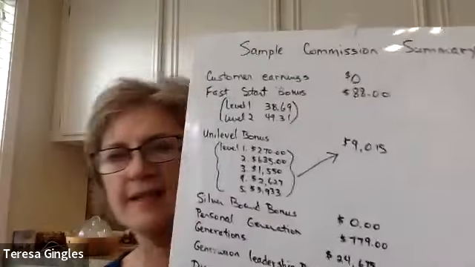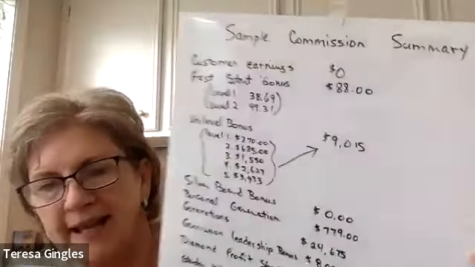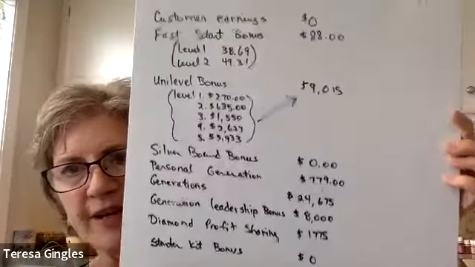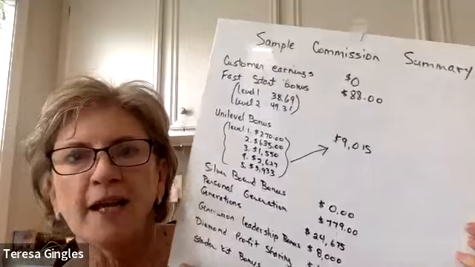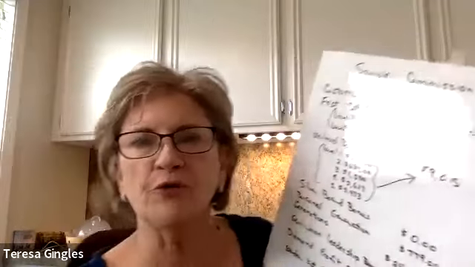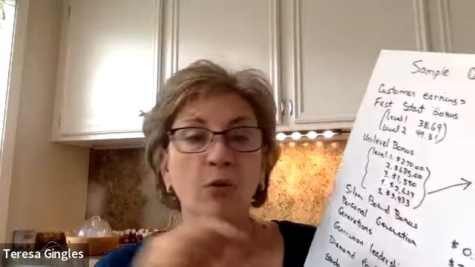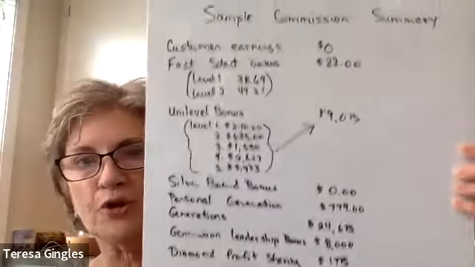I want to start off with this. This is a sample commission summary. It's not a real commission check. It's things that I added on here and kind of rounded off to add it up. But I just want to show you what the commission checks look like. When you go to your virtual office and go to commissions under your profile, and you click January, you can pull it up and it's going to look similar to this as far as the structure of it.